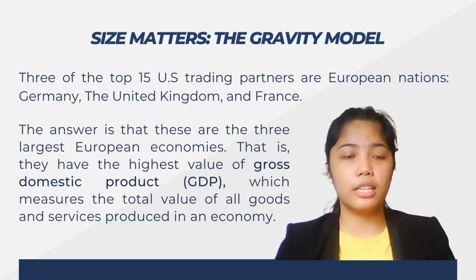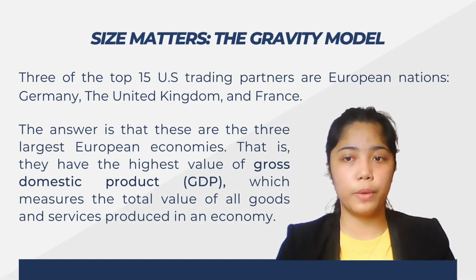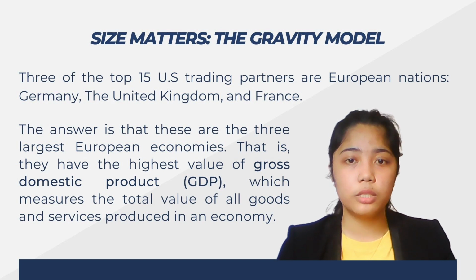Size matters, the gravity model. Three of the top 15 U.S. trading partners are European nations: Germany, the United Kingdom, and France. Why does the United States trade more heavily with these three European countries than with others? The answer is that these are the three largest European economies, with the highest value of gross domestic product, which measures the total value of all goods and services produced in an economy.